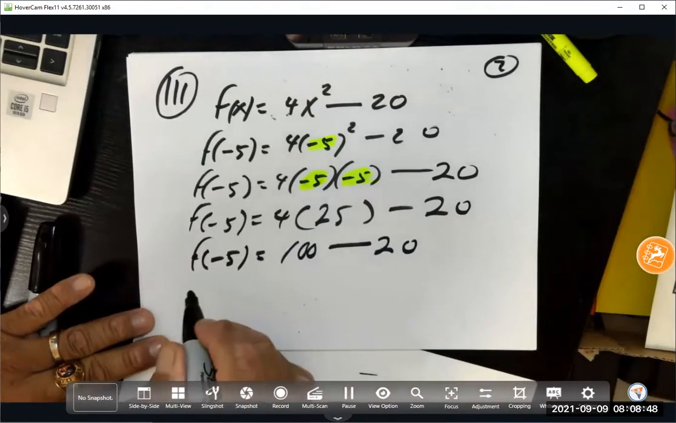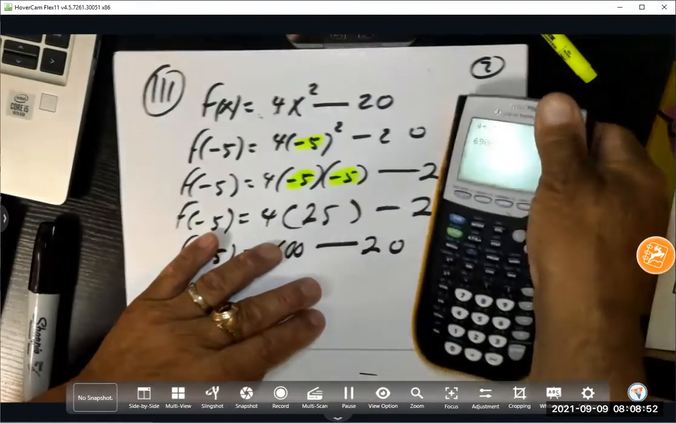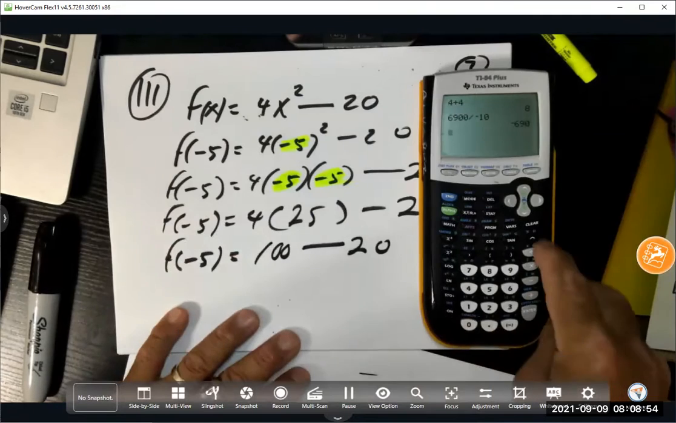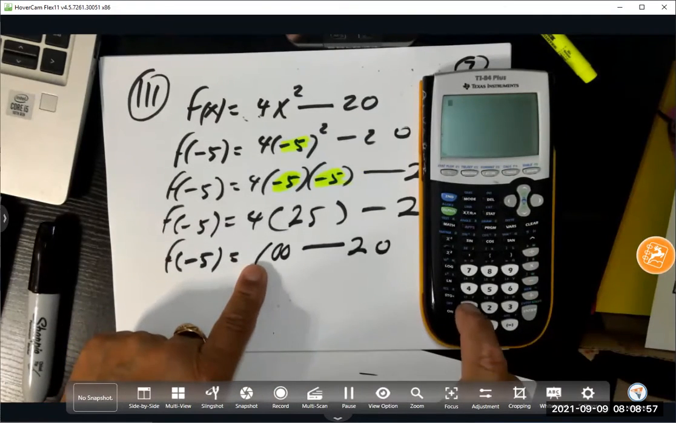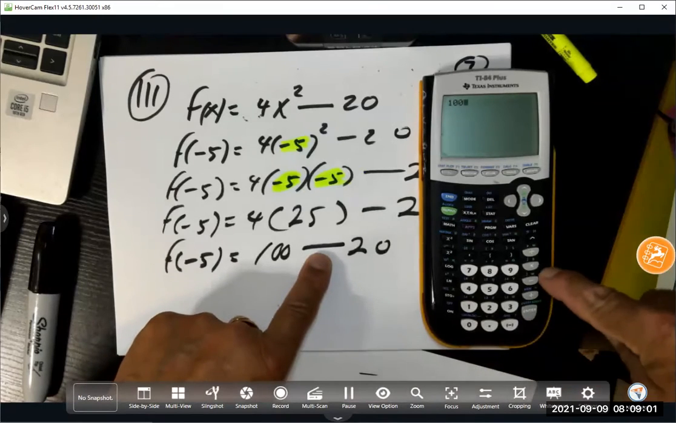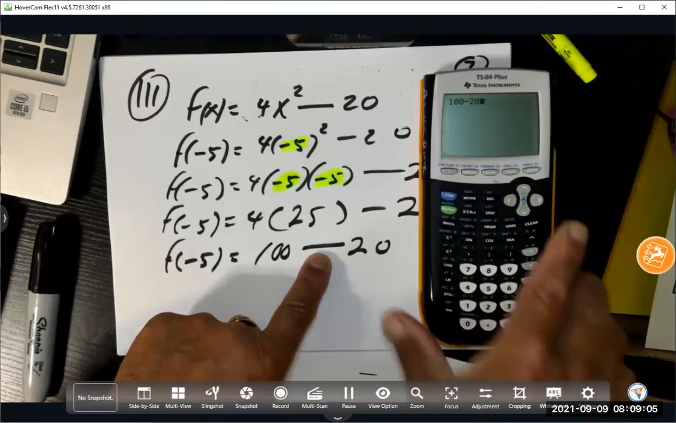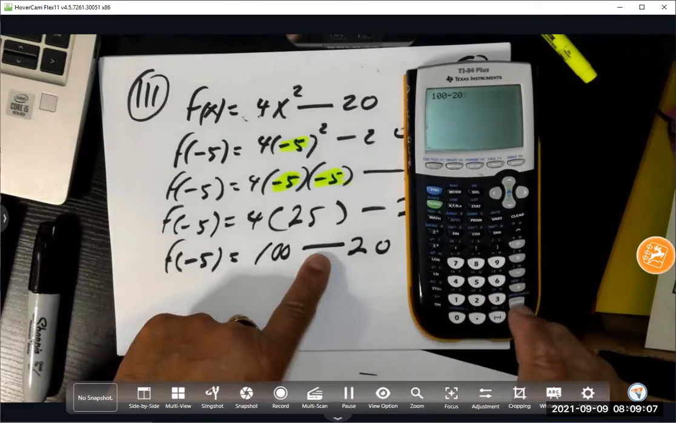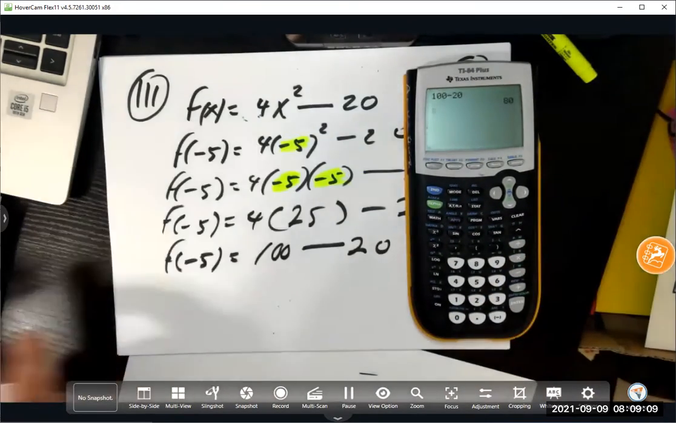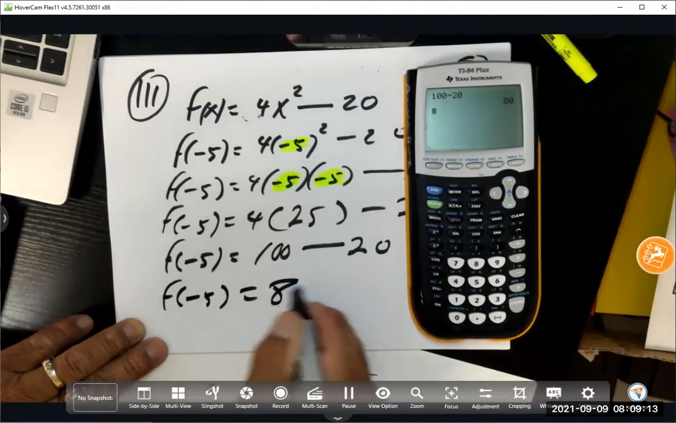All right, so now when you do it in the calculator, make sure you do it in the calculator, just in case you don't know how. What you do in the calculator is this way. You go 1000, then the big minus sign, this one here, so my finger is right here, that one. And then put the 20. Okay, 80. Exactly, it's 80. So f of -5 is 80.